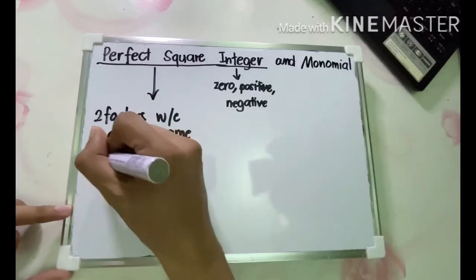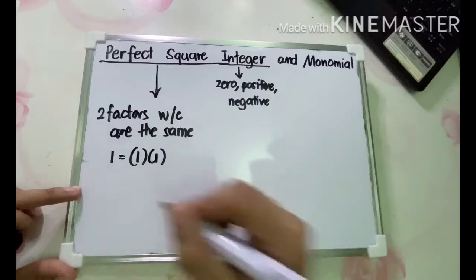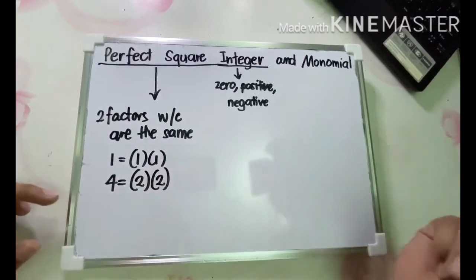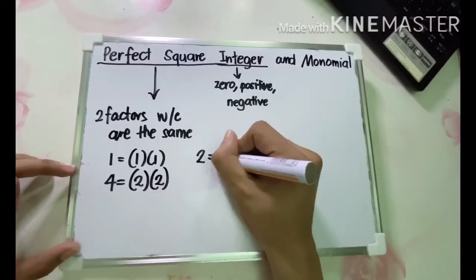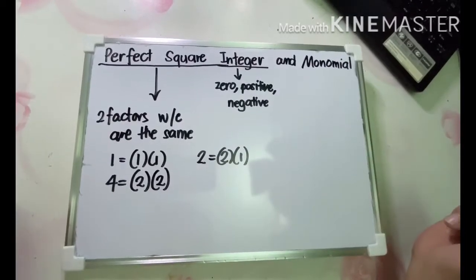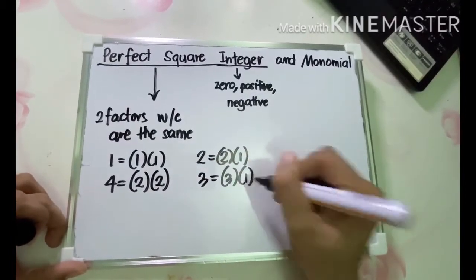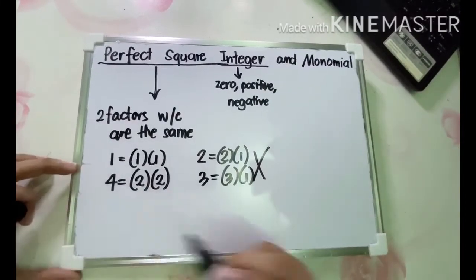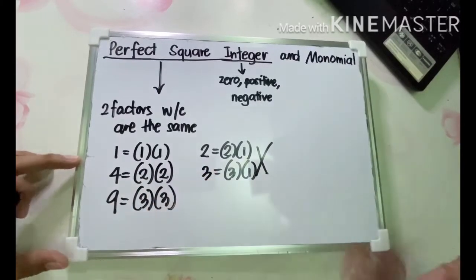We will have first 1 because 1 is 1 times 1. We have also 4 because 4 is 2 times 2. So we don't include 2 because 2 is 2 times 1. It is not a perfect square. And also 3. 3 is 3 times 1. So they are not included. Okay. Next is 9 because 9 is 3 times 3.